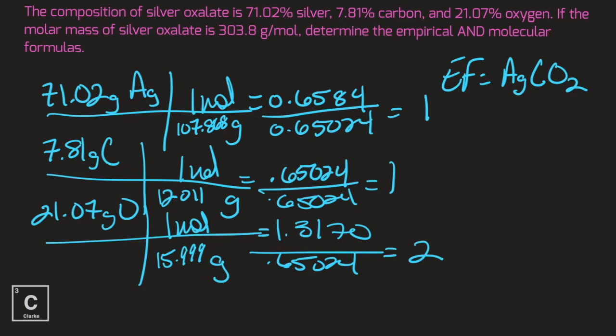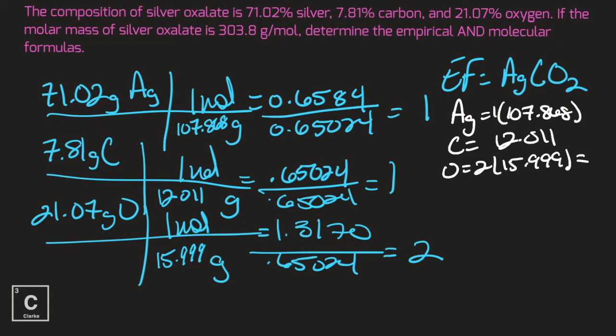But remember, the molar mass is 303.8 of our molecular formula. So our next step in finding the molecular formula is going to need to be to find the molar mass of this empirical formula. So we've got 1 silver. We said that was 107.868. We've got 1 carbon, 12.011. And we have 2 oxygens. Okay, I'm going to add that up.